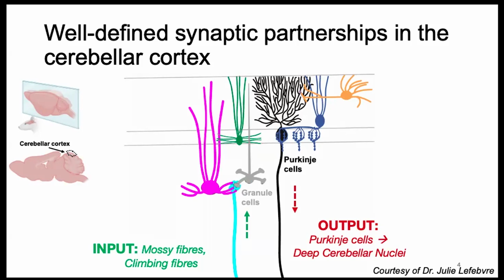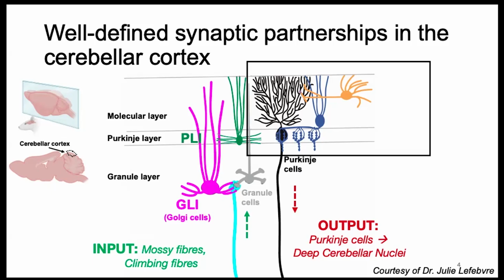And so the layers of the cerebellar cortex are the granule layer at the bottom, Purkinje layer, and then the molecular layer. And each of these layers have what are known as interneurons, which are just inhibitory cells that dampen the signal of each of these cells. So in the granule layer, you have Golgi cells, which are the granule layer interneurons, GLI. And in the Purkinje layer, you have Purkinje layer interneurons. And in the molecular layer, you have basket cells, which synapse onto the cell bodies of the Purkinje cells, and stellate cells, which synapse onto the dendrites of the Purkinje cells. And together, they make the molecular layer interneurons.